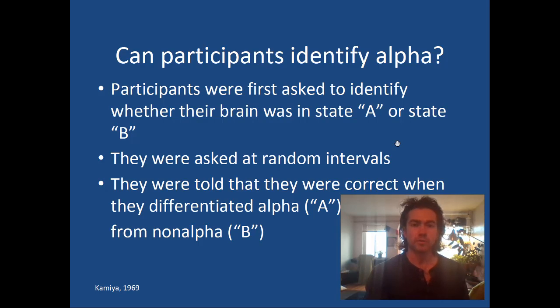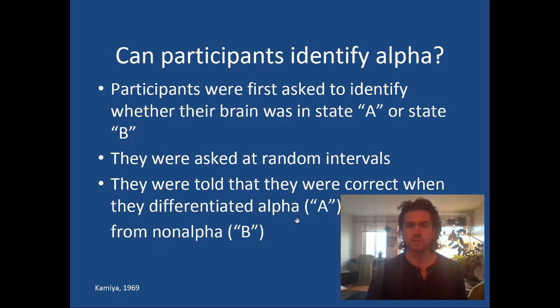So participants were first asked to identify whether their brain was in state A or state B. They were asked at random intervals, so they'd be sitting there with the EEG cap on, and randomly a tone would play, and they were told that means give us the response, either state A or state B. And then they were told they were correct whenever they differentiated alpha A from non-alpha B.